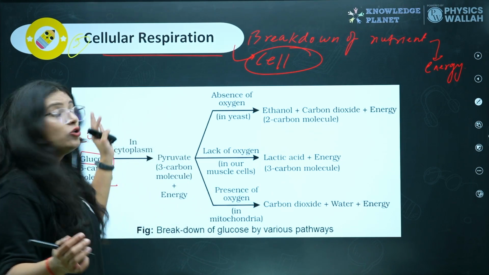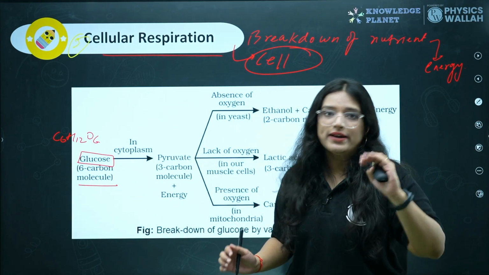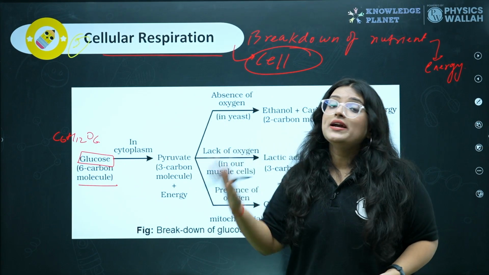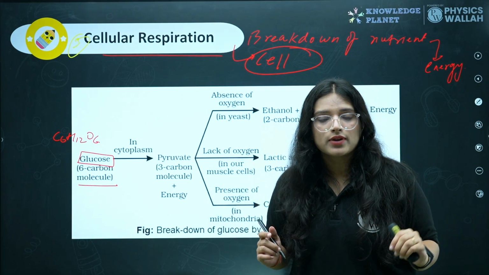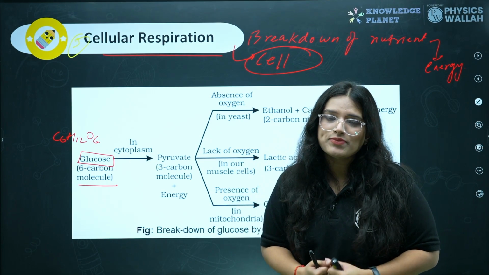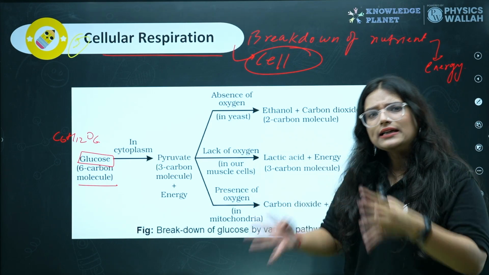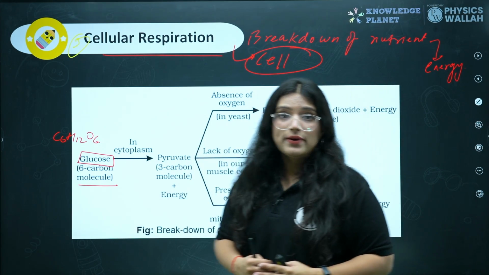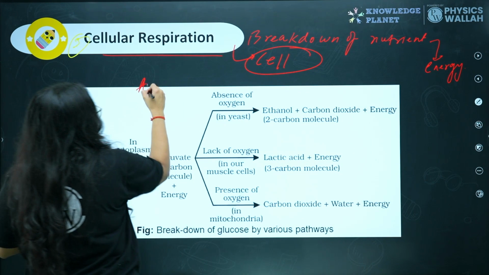Now, there are different modes of respiration in different organisms. Like us humans, we cannot survive without oxygen, right? So we need oxygen so that we can get energy. But there are certain organisms that do not require oxygen. So on the basis of requirement of oxygen, we can categorize respiration into 2 types: aerobic respiration and anaerobic respiration. First, let's talk about anaerobic respiration.